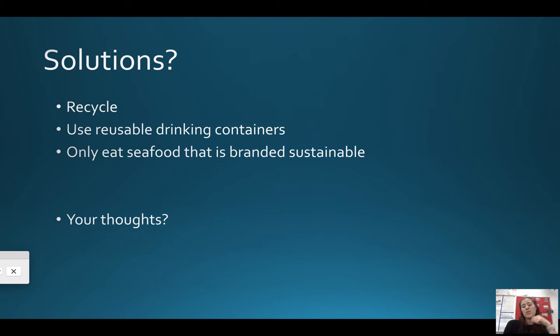So one of the things I want you to think about, and I'll have you post on Edmodo about this probably next week, is your thoughts on solutions to some of the problems that we have due to human impacts on the oceans. So I want you to think about it a little bit, come up with some ideas, and then tell me your thoughts.